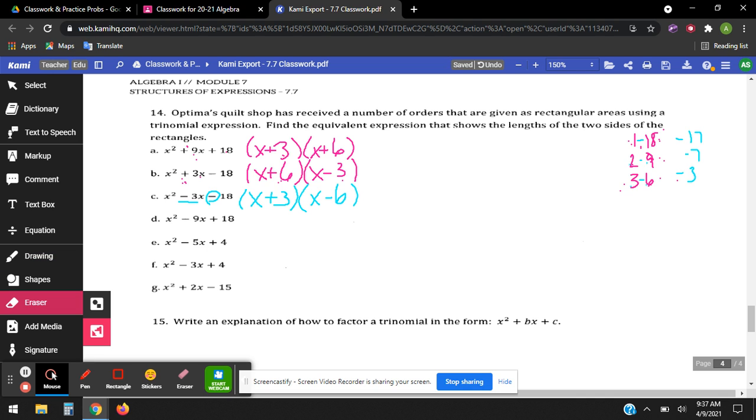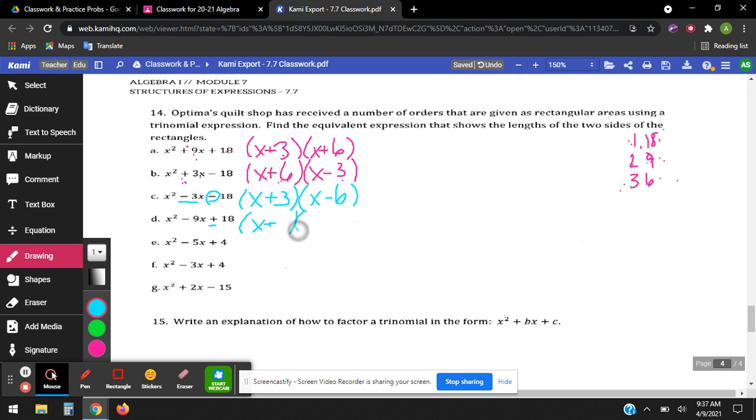Okay, next one. I don't necessarily want negatives this time. Let's see what we need. So this one, I have a plus, which means they're both the same. Or sorry, they're both the same, both positive or both negative. That's what I meant. And let's see. Oh, I have a negative over here. That means I know they're both going to be negative.